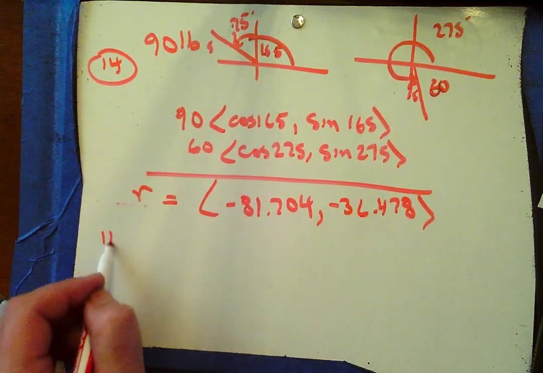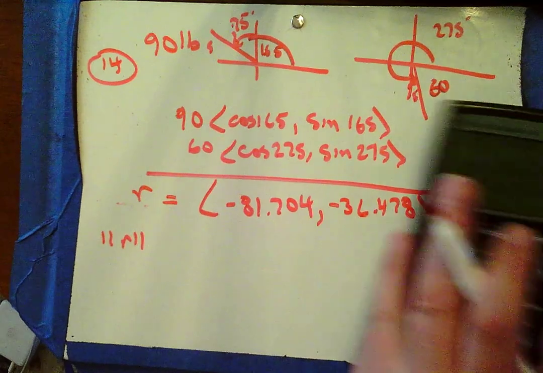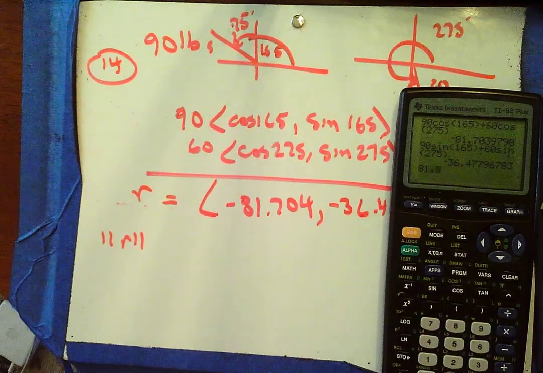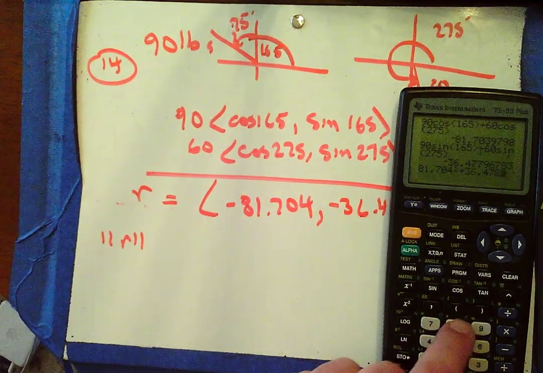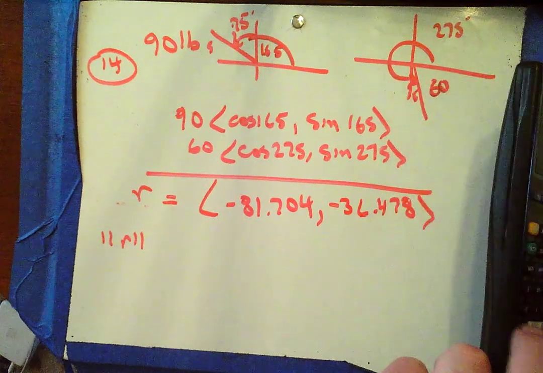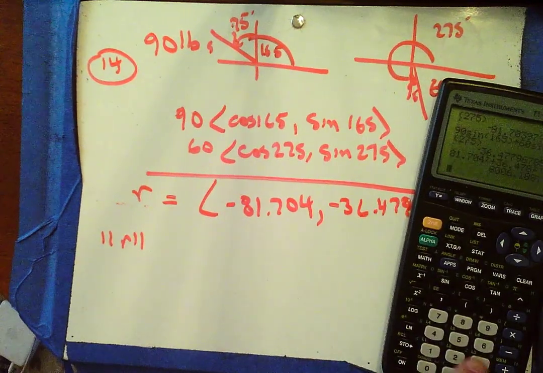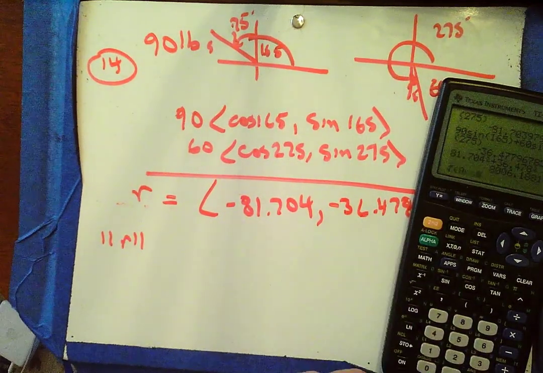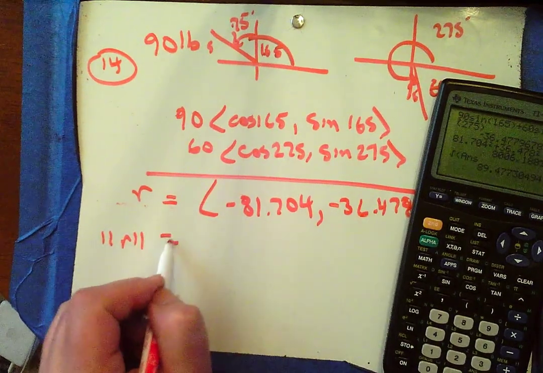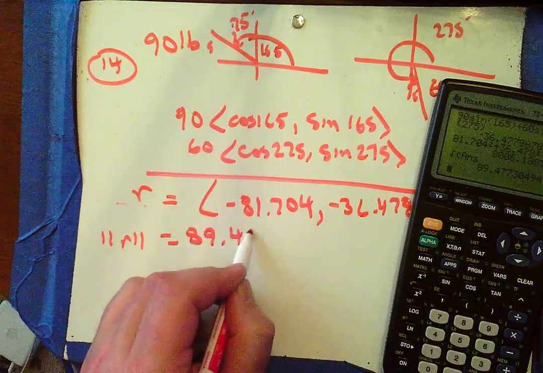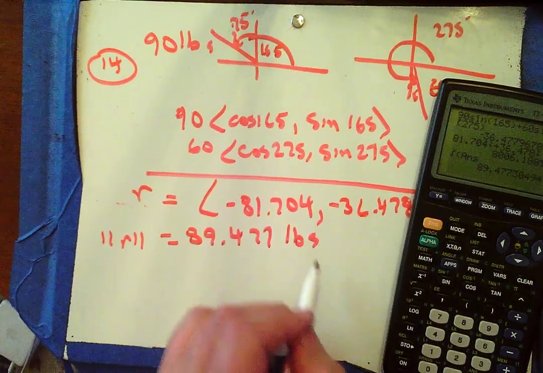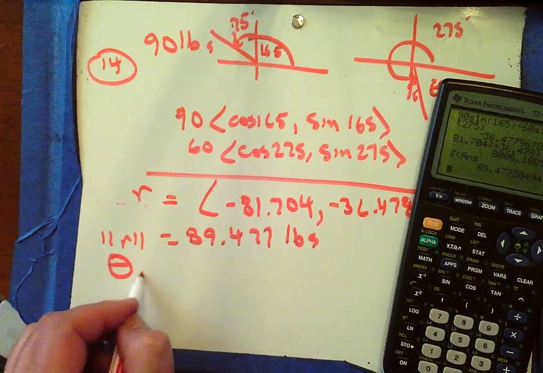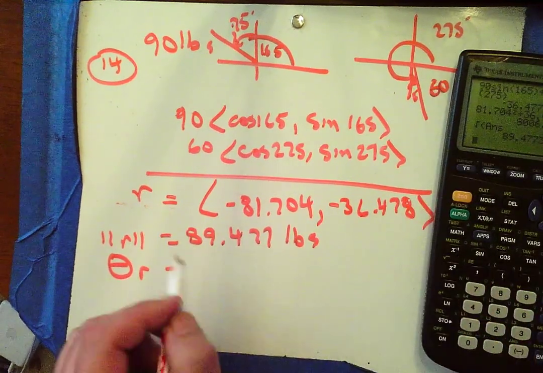And what about the magnitude of that resultant vector? So 81.704 squared plus 36.478 squared. And don't forget to take the square root of that. And I get 89.477. And were these pounds? Yes, they were pounds. And theta r, what's my direction angle?